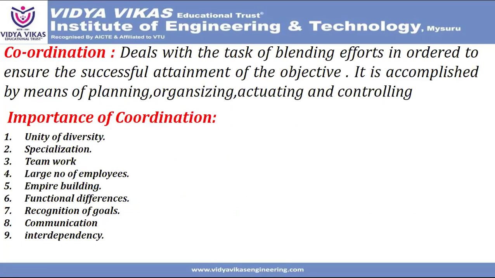Now let's concentrate on coordination. What do we mean by coordination? It deals with the task of blending efforts in order to ensure the successful attainment of the objective. Coordination means group work, teamwork. We need to blend the efforts of the team in order to ensure the successful attainment of the objective. It is accomplished by means of planning, organizing, directing, controlling, and staffing.